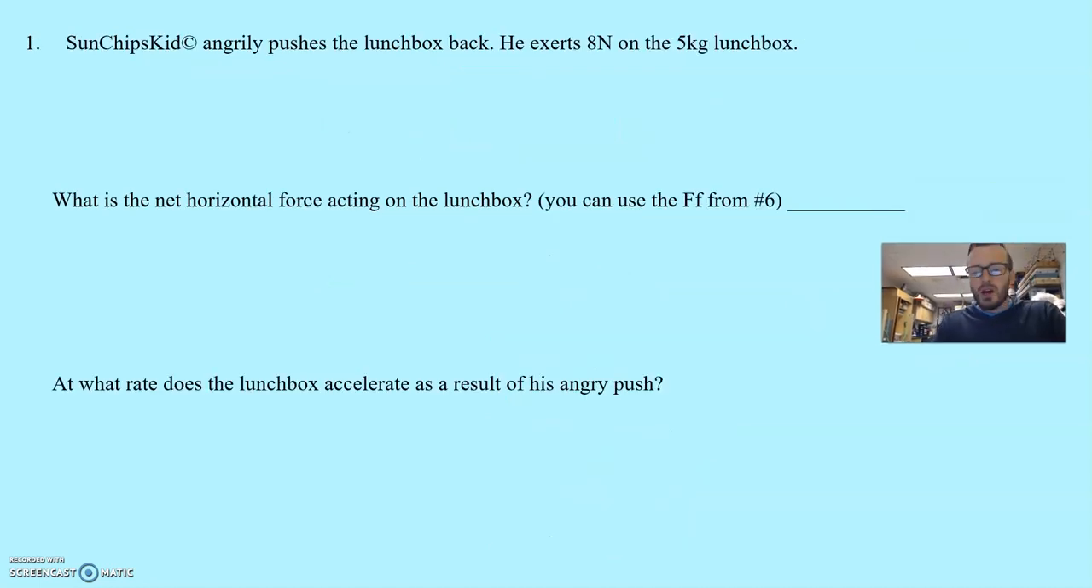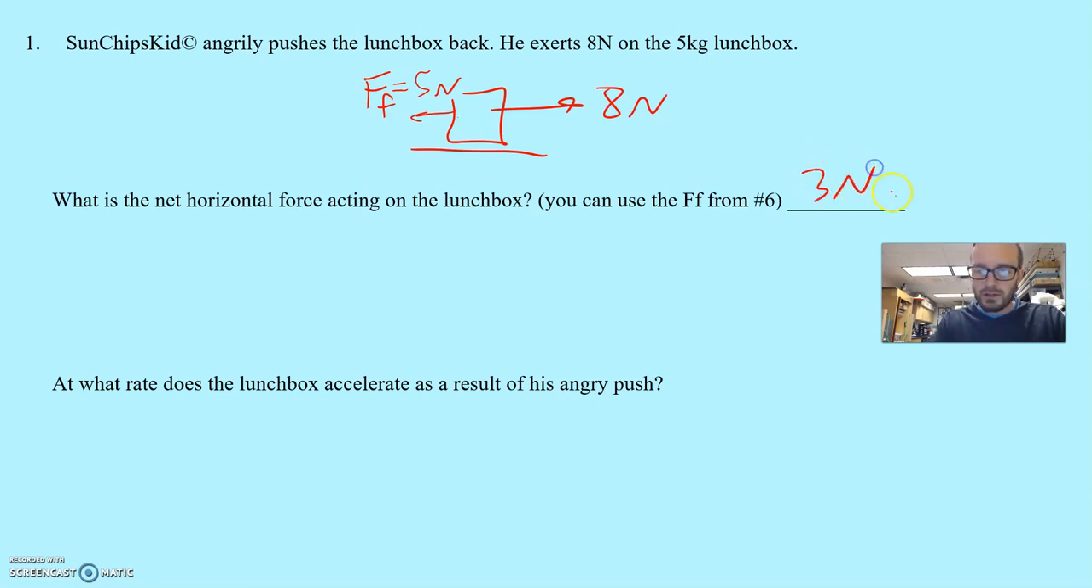All right. Now, what about if you have acceleration? I want to get to this one before we end up for today. So the Sun Chips kid, it's a good old tale of Mr. Simpkins' days, pushes angrily with 8 newtons, and it says we'll use the same force of friction as the last time, so we'll say the force of friction is still equal to 5 newtons. It says what's the net horizontal force acting on the lunchbox. All right, so the net horizontal, 8 to the right, 5 to the left, it would be 3 newtons to the right would be our net horizontal force.